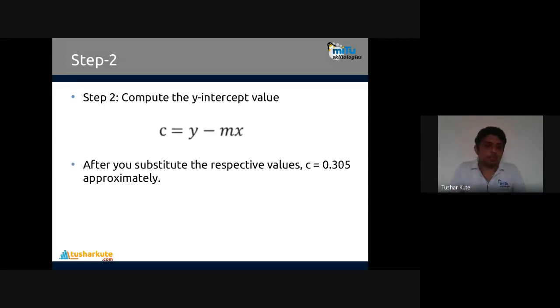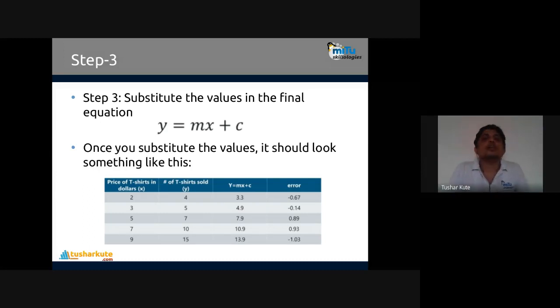Step number 2. Compute the y-intercept, that is c is equal to y minus mx. We have the value of y minus mx, so after we substitute the respective values, we'll get c is equal to 0.305, approximately, because the precision is very large. I just put it in 3 decimal positions format only. Fine. C is calculated.